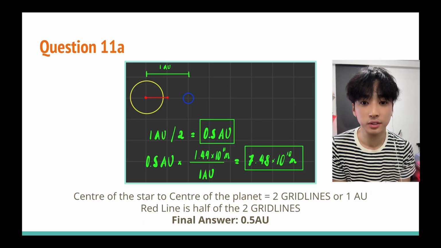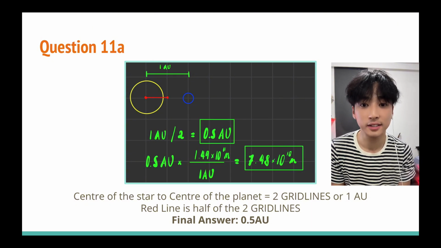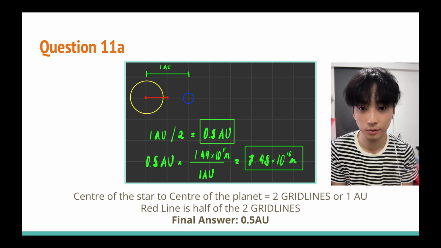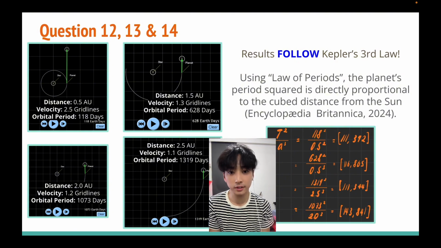And the distance between the center of the star and the planet was exactly 2 grid lines. And since that distance is measured as 1 astronomical unit, the red line is 0.5 AU. And we can see that the 4 scenarios follow Kepler's second law. Planets move faster when they're closer to the Sun and vice versa.